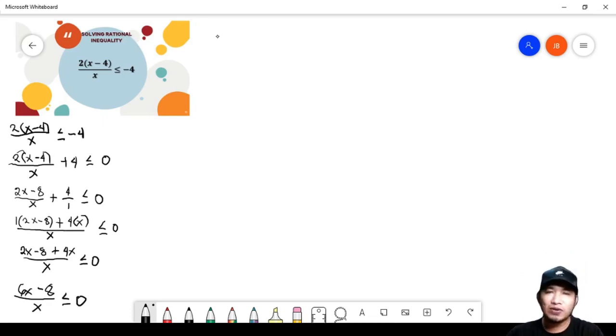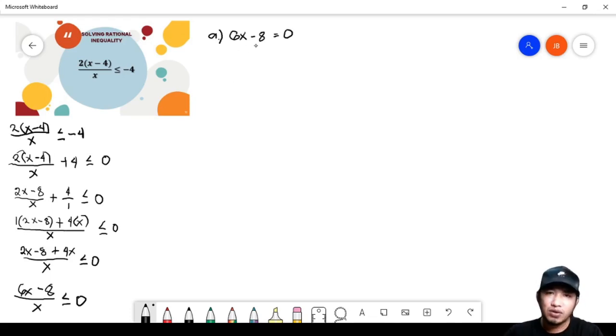Okay, so ang susunod na gagawin natin, the first step, introduction pa lang yan. Simplification. Okay, first step, we will equate the numerator and denominator into 0. So first, the numerator, that is 6x minus 8 is equal to 0.